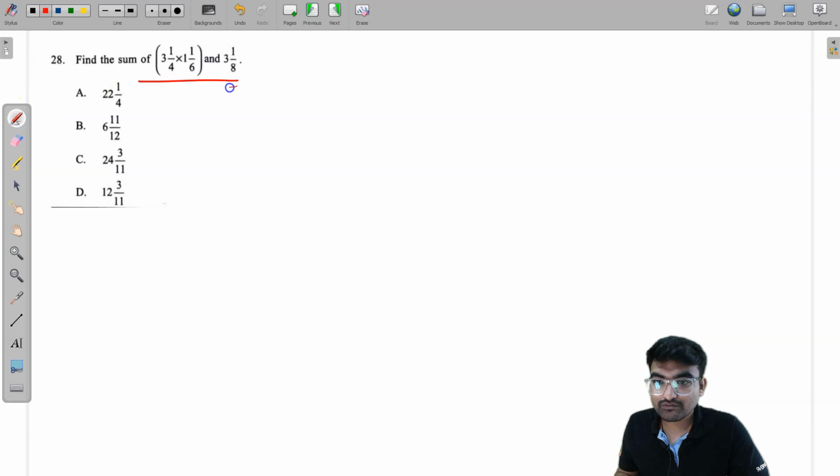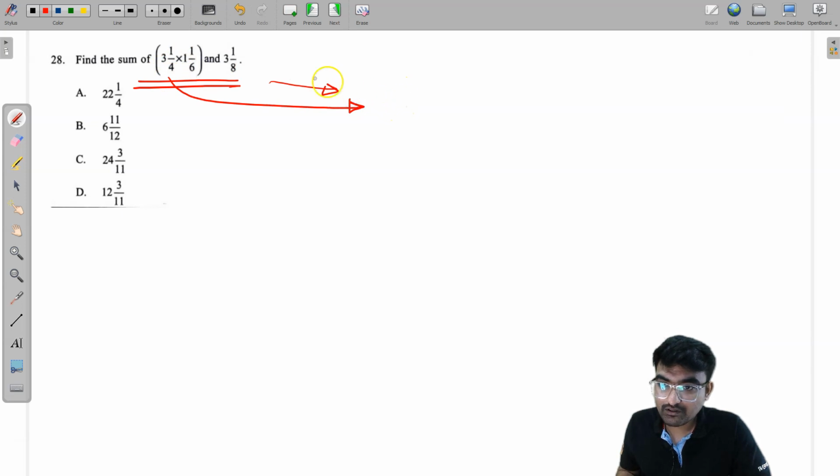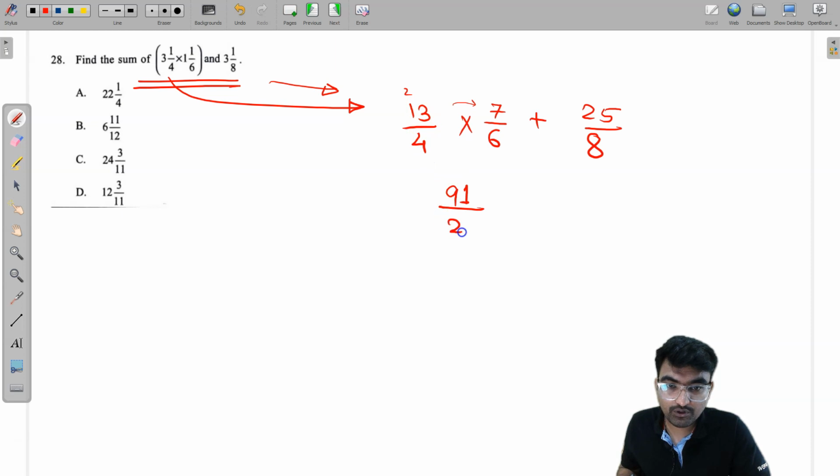Okay, so question number 28. Find the sum of these two numbers. So I'll write them directly in fraction form: 13 upon 4 into 7 upon 6 plus 25 upon 8. Correct? So now multiplying. Carry 2. 7 ones are 7 and 2 is 9. 91 upon 24 plus 25 upon 8.